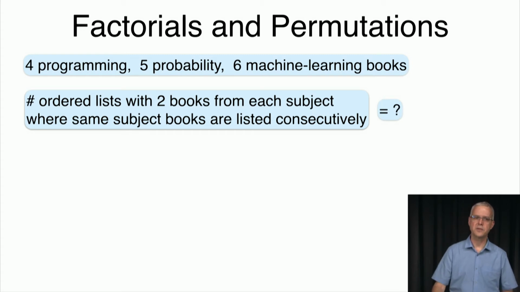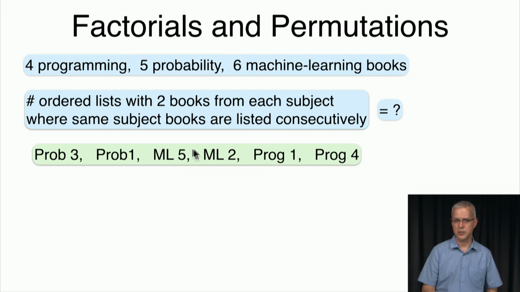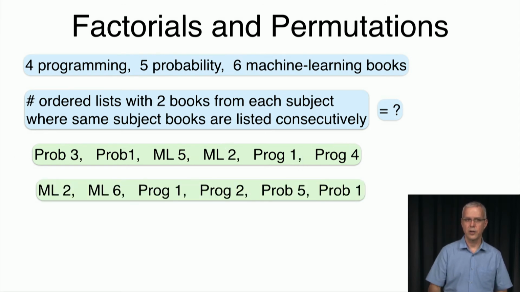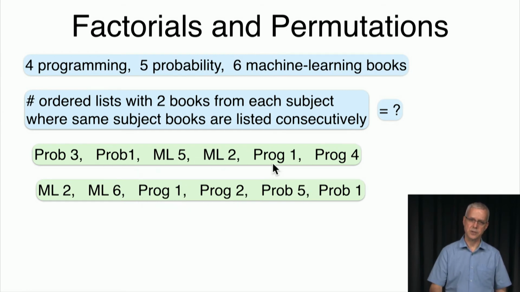Examples of lists like that would be the 3rd probability book, the 1st probability book, and then the 5th machine learning book, and the 2nd machine learning book, and programming book number 1 and programming book number 4. We can see that the probability books are listed together, the machine learning books are listed together, and the programming books are listed together. Or machine learning 2 and machine learning 6, followed by programming 1, programming 2, and so on. Again, all the books from the same topic are listed next to each other. So we wonder how many such sequences there are.